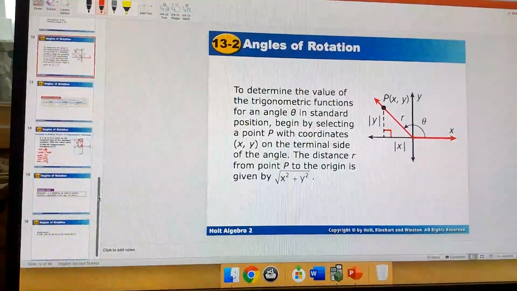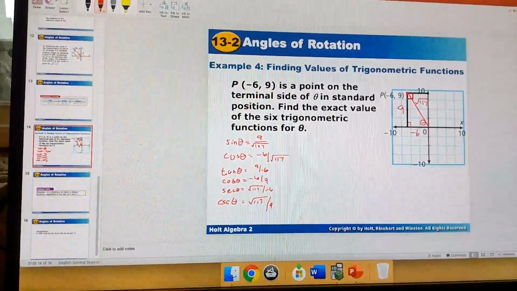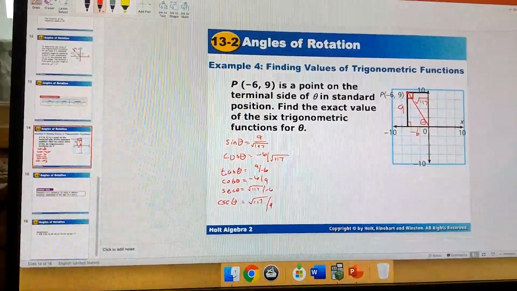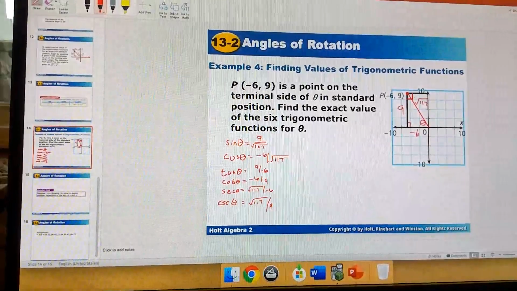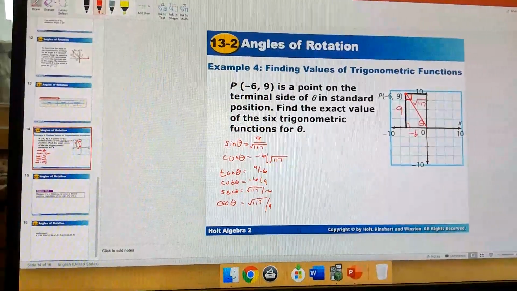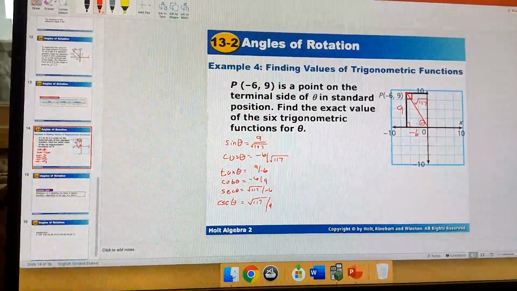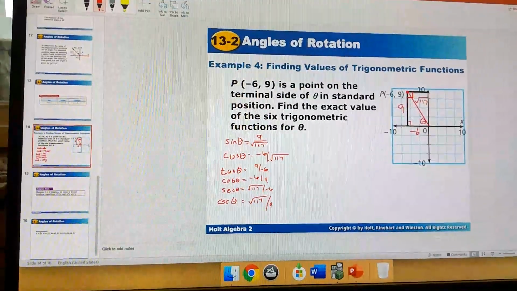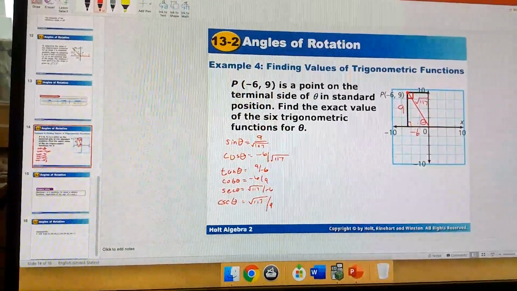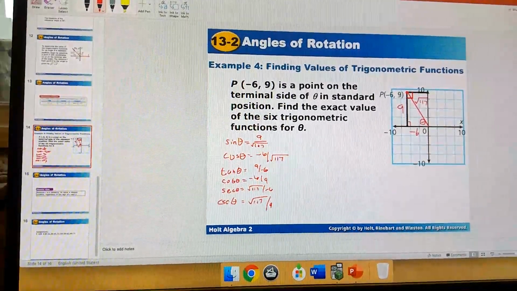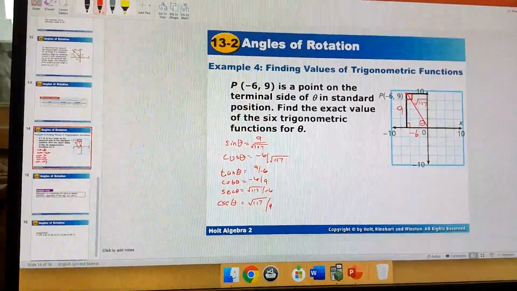So here's an example. This problem right here. Again, we see the point negative 6, 9, so plot the point, draw the line right back to the origin. And so it's this reference angle right here that we're trying to find, between the radius and the x-axis. So that's the reference angle. We know this is negative 6. Important to keep track of negatives.